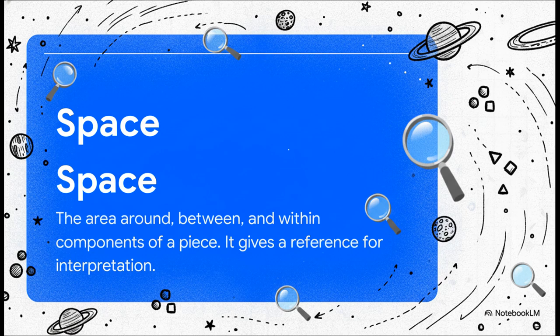I mean, without space, all those lines and shapes are just floating around in a void. But once you put them in a space, suddenly they have relationships. They can be close together or far apart, crowded or all by themselves. And that's what creates tension or harmony.